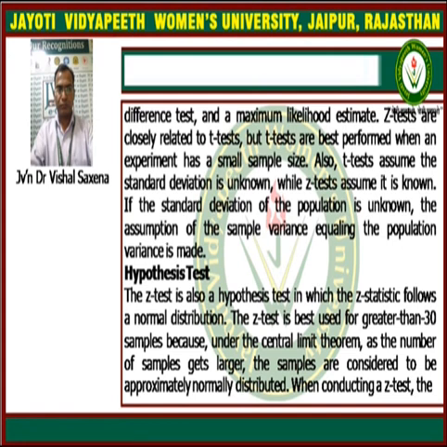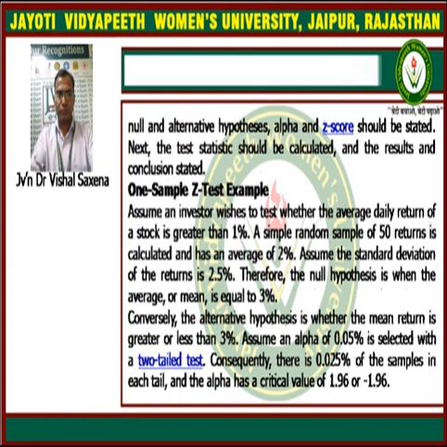Hypothesis test. The Z test is also a hypothesis test in which the Z statistic follows a normal distribution. The Z test is based on greater than 30 samples because under the central limit theorem, as the number of samples gets larger, the samples are considered to be approximately normally distributed. When conducting a Z test, the null and alternative hypotheses, alpha and Z score should be stated. Next, the test statistic should be calculated and the results and the conclusion stated.